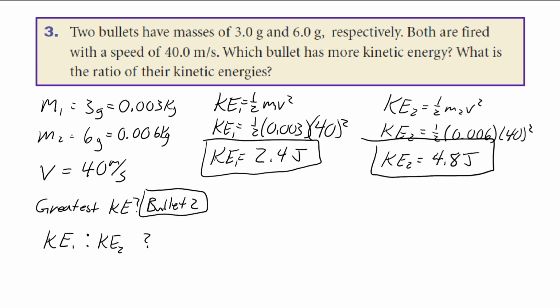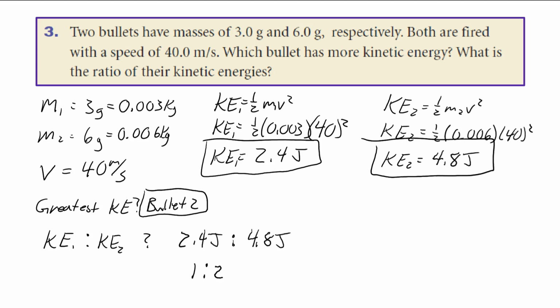Now, we could make a ratio ourselves, okay? The kinetic energy of 1 to kinetic energy of 2. You could write it like this. You could just write 2.4 joules to 4.8 joules. That is perfectly fine. And then you could reduce that down, divide both sides by 2.4, and you get a ratio of 1 to 2.